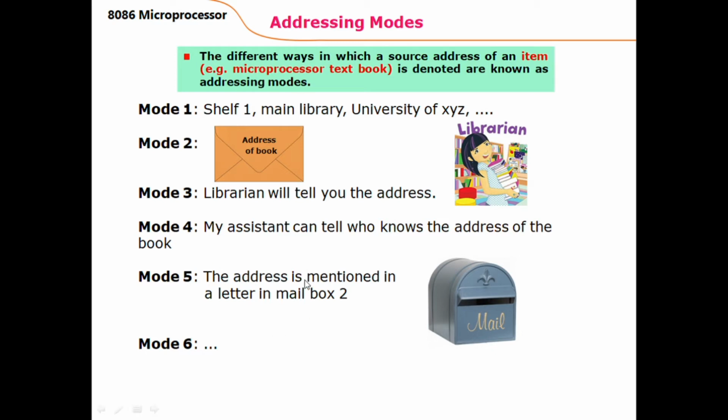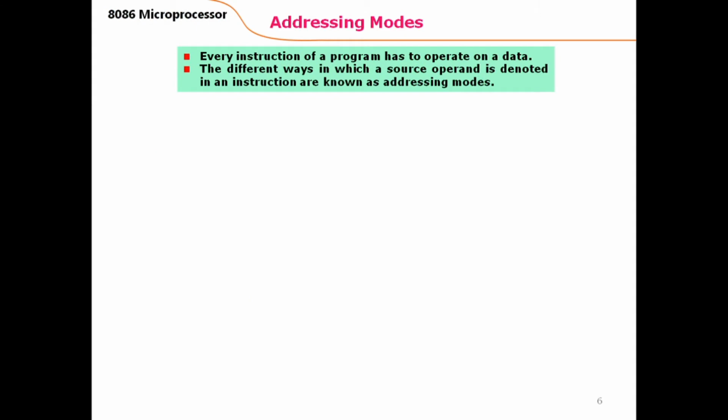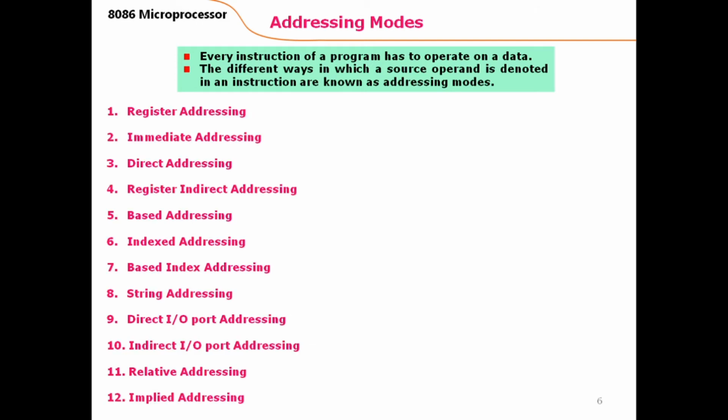So the address of the microprocessor textbook can be denoted in a number of ways, and all of these different ways are called the addressing modes. Just like that, we have the addressing modes in the 8086 microprocessor. These are the 12 addressing modes.